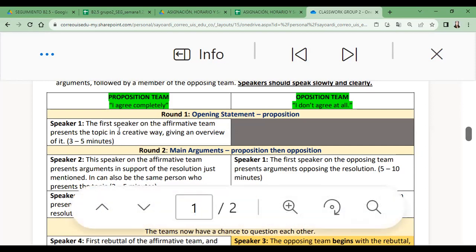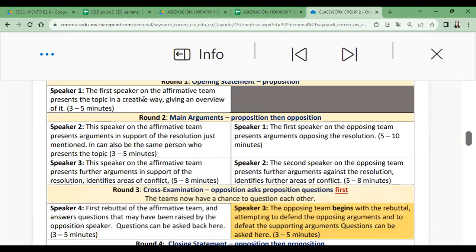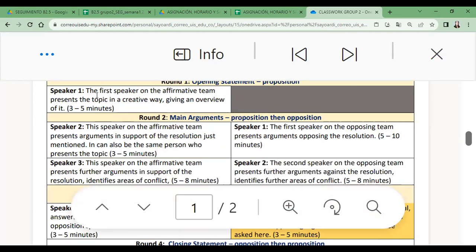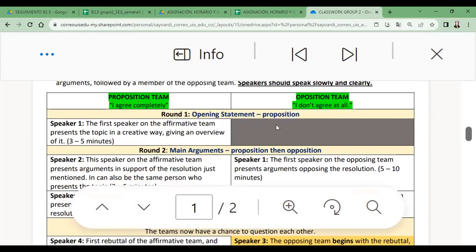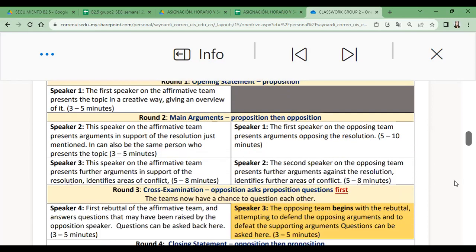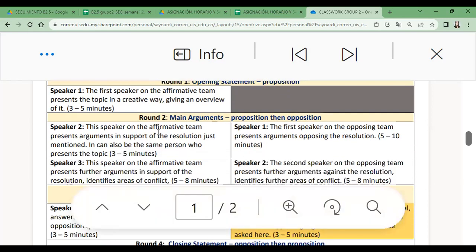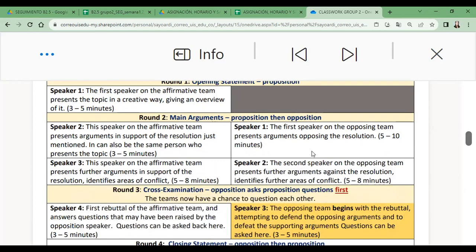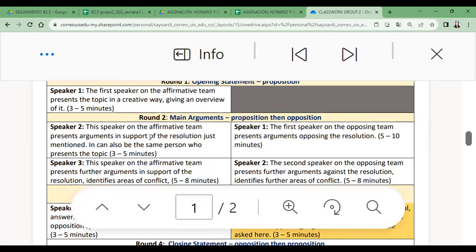Here, when this group starts, you will have the two interventions first, presenting the topic and also presenting the arguments. It means that on the opposition team, no one is going to interrupt the person who presents the topic. No one, because look, we don't have an intervention here, okay? Then, when this person finishes, the opposition team presents arguments opposing the topic, okay?